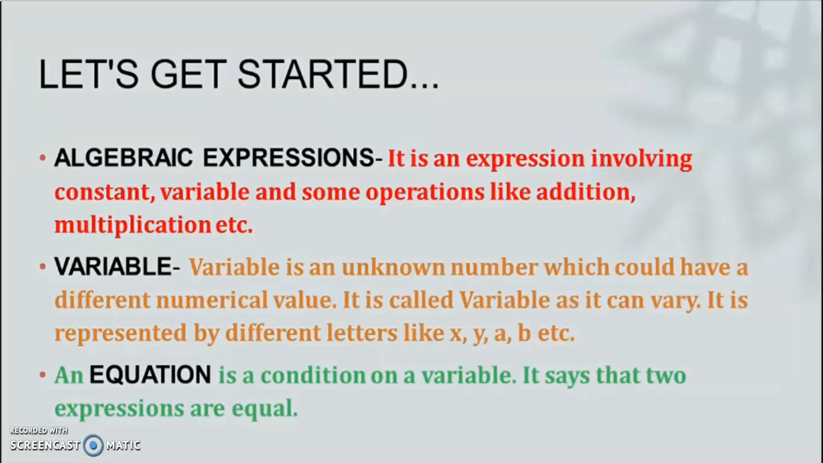What is a constant? A constant is something which has a fixed value, and a variable is an unknown number. It is called a variable because it can vary. It has different numerical values, and it could be represented by different letters like X, Y, A, E, etc. And an equation is a condition on the variable. So what is an equation? It's a condition on the variable, and it says that two expressions are equal.